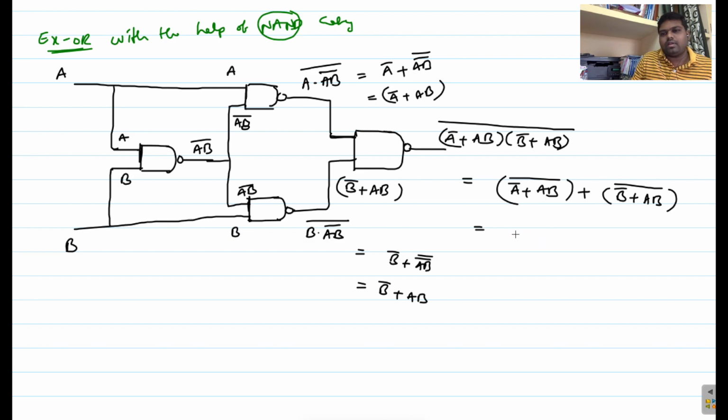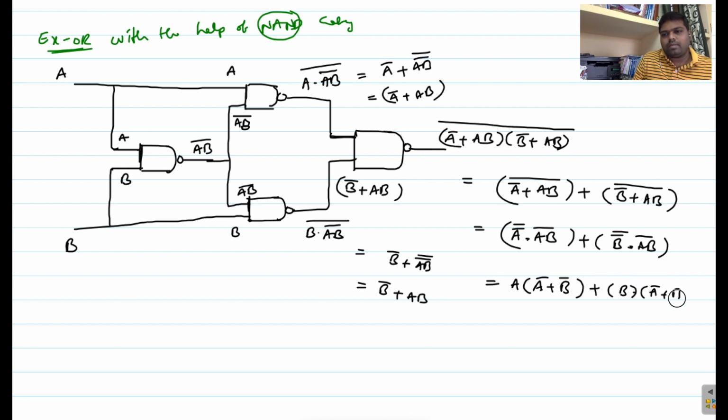Now you can simplify further. So A bar whole bar into AB bar plus B bar whole bar into AB bar. Now A bar whole bar means A, and this AB whole bar, otherwise A bar plus B bar, plus B into A bar plus B bar. Now from these two expressions we can take common A bar plus B bar as a common factor. Then what you will get? A bar into B bar, then A plus B.